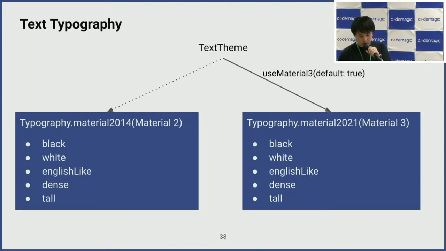The typography in Flutter has factory constructors for both Material 2 and Material 3. When the useMaterial3 property in the theme data of the material app is set to true, the constructor named material2021 is used, which represents Material 3. For English displays, the englishLike style is used, while dense is defined to be used for languages like Chinese, Korean, and Japanese.